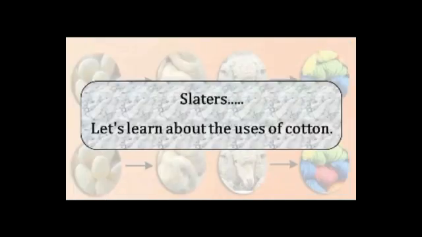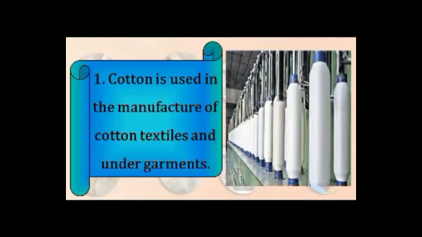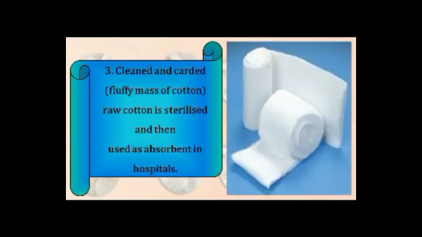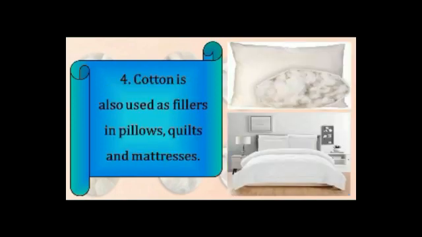Slaters, let's learn about the uses of cotton. Cotton is used in the manufacture of cotton textiles and undergarments. Cotton yarn is blended with polyester to form fine fabrics which last longer. Cleaned and carded fluffy mass of cotton, raw cotton is sterilized and then used as absorbent in hospitals. Cotton is also used as fillers in pillows, quilts and mattresses.